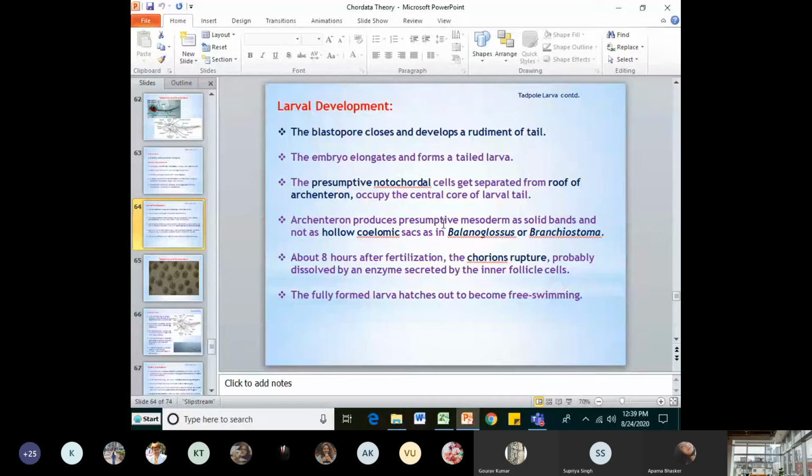So the archenteron produces presumptive mesoderm as solid bands and not as hollow coelomic sacs, which is seen in Balanoglossus or Branchiostoma. So after 8 hours of fertilization, the chorions, meaning the egg's membrane, rupture, and are probably dissolved by an enzyme secreted by the inner follicle cells. So when the chorions rupture, the larva gets free and the fully formed larva hatches out to become free swimming. So this is how the larva is formed.